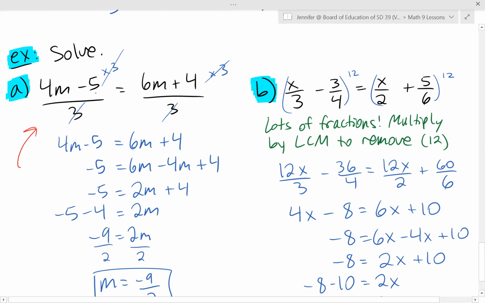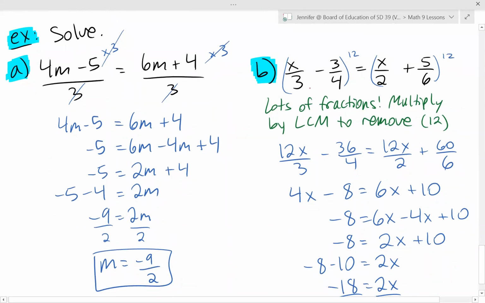The 4m minus 5 and the 6m plus 4, those are locked in with that big denominator. They're all being divided by 3. We can't really do anything with it until we get rid of that 3. So if I multiply both sides by 3, then those big fractions cancel out. And instantly, my equation's a lot easier to work with. I don't have any fractions left over because I've removed them by multiplying by 3. Then I solve like normal. I bring my 4m to the other side. I combine the like terms together, and I solve for m.